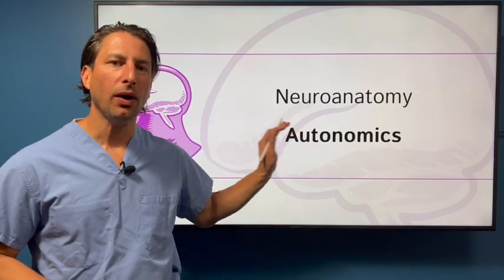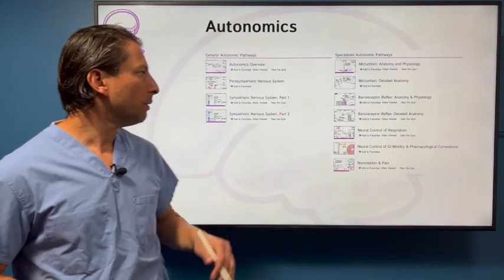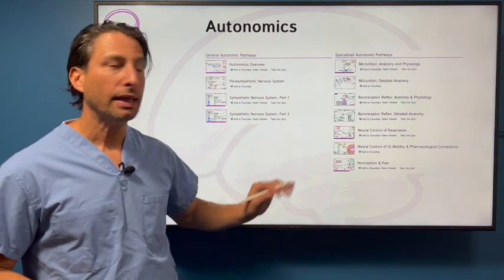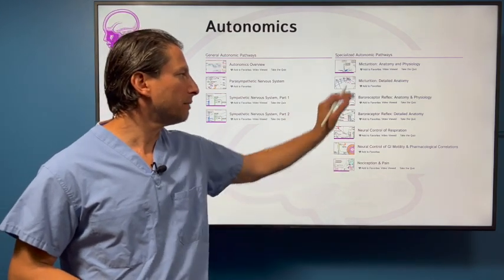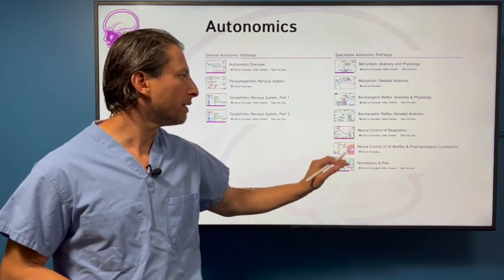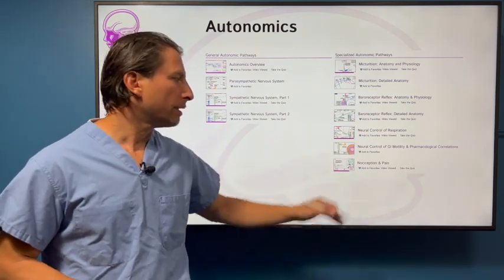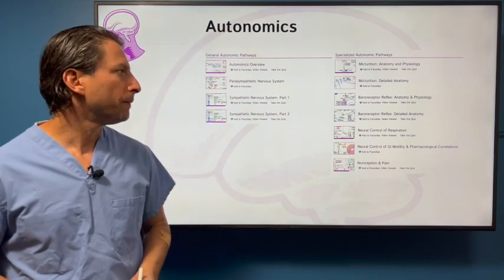So here we're going to go through autonomics of neuroanatomy. We'll talk about the parasympathetic and sympathetic nervous systems, and then some specific functions: micturition, baroreceptor reflex, neural control of respiration and GI motility, and finally nociception and pain.